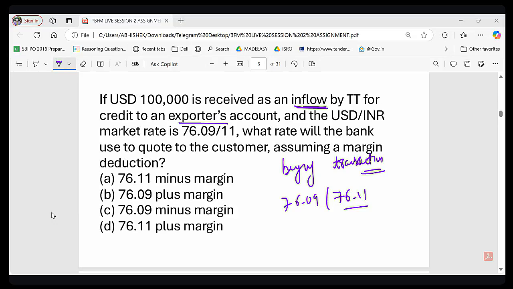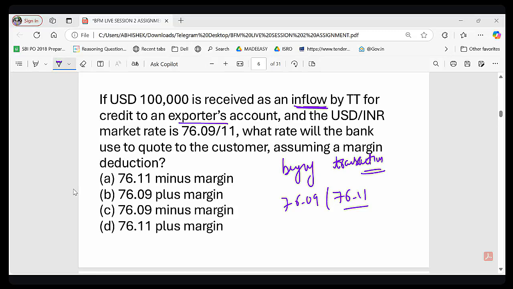Very good. Now here is the next question. When the bank calculates the rate for the customer, what will happen to the margin? Is it added or subtracted? Take a moment to think and answer in the chat. What do you think? Absolutely, Jazz, correct. The margin is subtracted in this case.